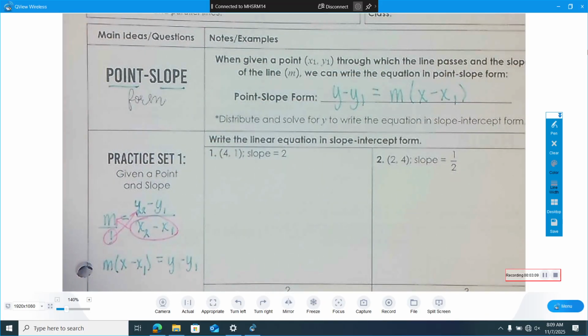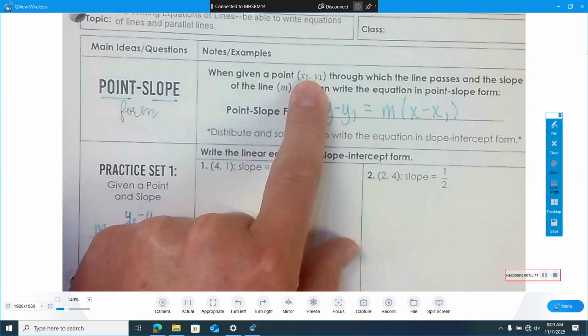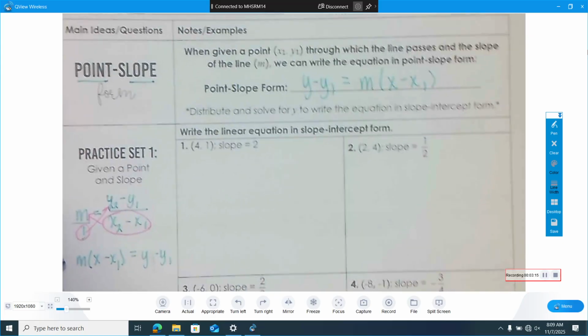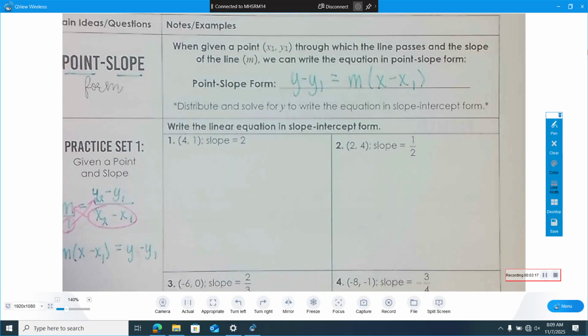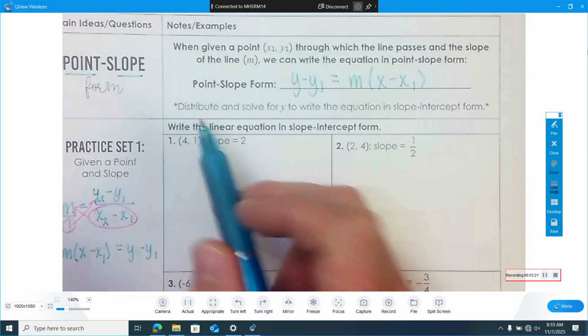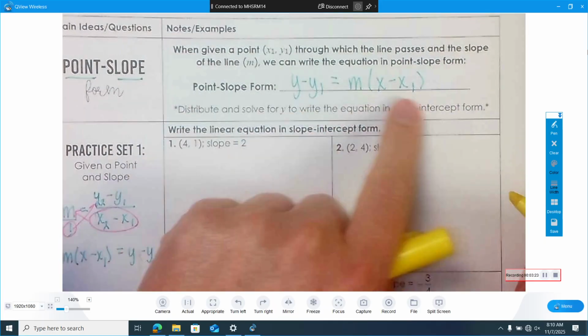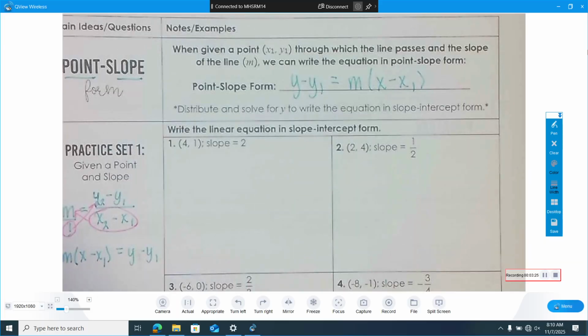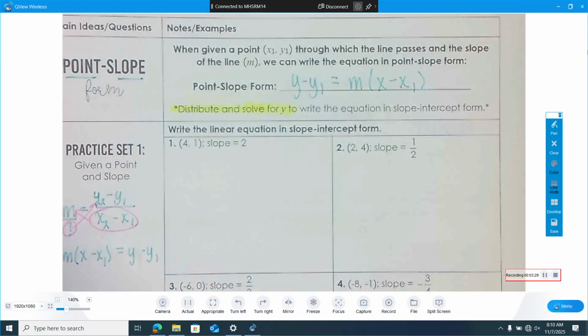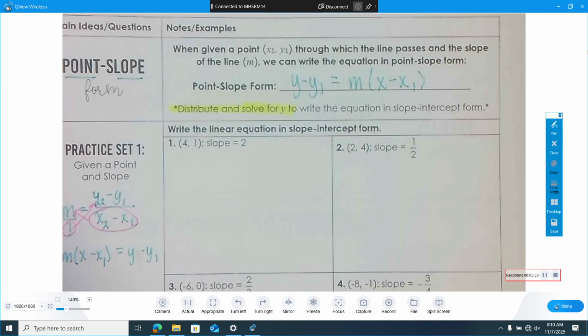We use point-slope form when we have an ordered pair and a slope, or we can calculate the slope and use it too. So we want to write the linear equation in slope-intercept form. So we're always going to start with this form because it's by far the easiest. And we are just going to distribute and solve for y. And what happens then is it winds up in our favorite form, which is slope-intercept form.